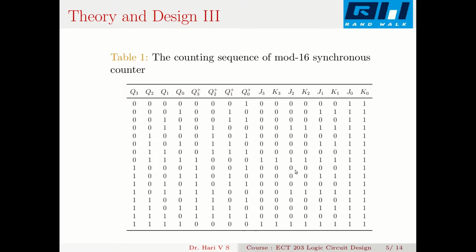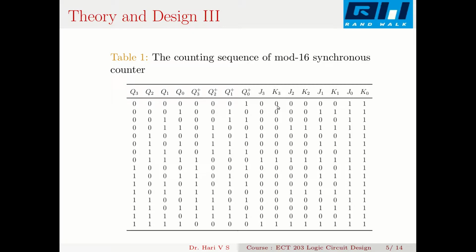Now let us design J3 and K3. So what do I do? If I come here, this is Q3 to Q3 plus. What is the change? Here it is 0 to 0, 0 to 0. From this first row to this row, you can see that there is no change at all. So that means J3 equal to K3 equal to 0 0.